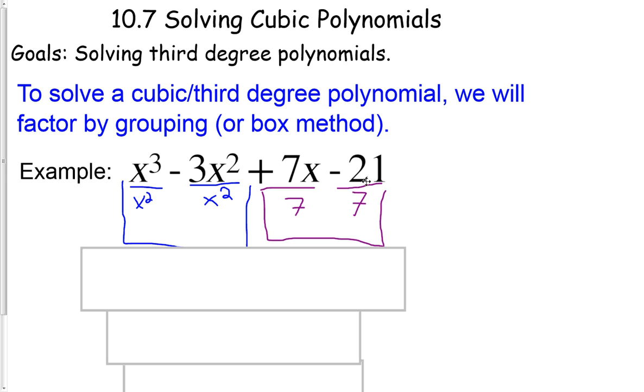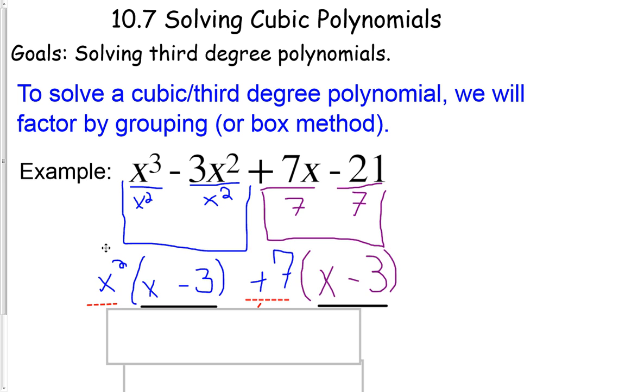Next, we're doing the same thing over here, plus 7x minus 21, right? 7 and 21 are both multiples of 7, so we're going to take out 7 from each piece. And when we take out 7 from each piece, we get what's left over, right? So the x squared is going to go in front, and then we're going to find out what's left over.